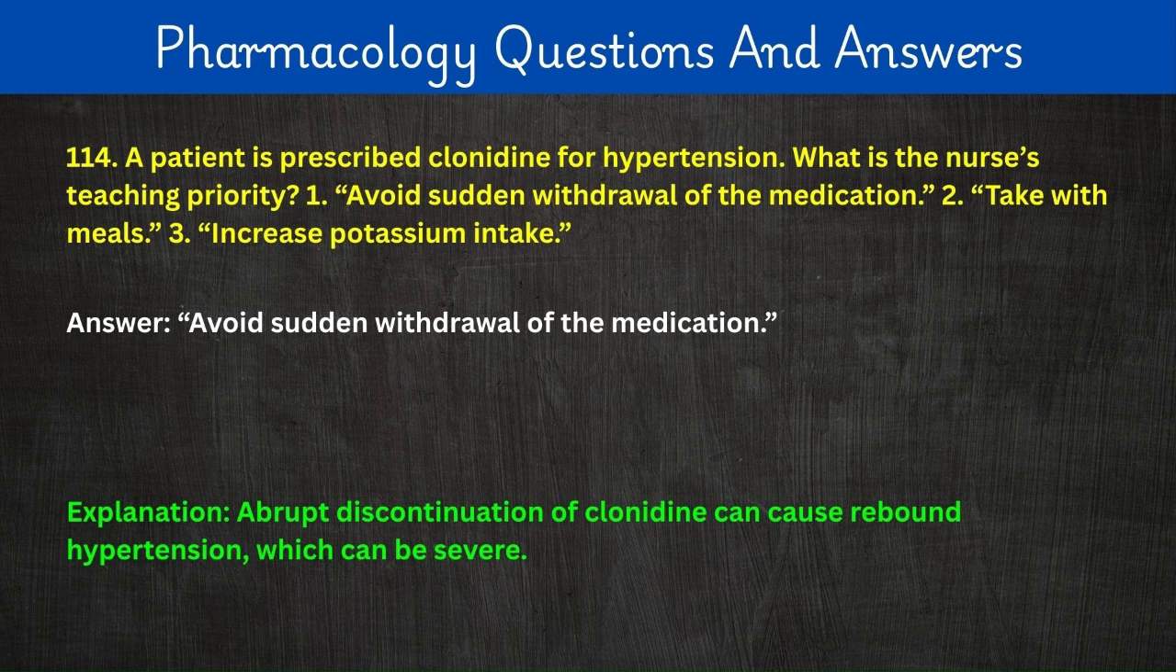114. A patient is prescribed clonidine for hypertension. What is the nurse's teaching priority? 1. Avoid sudden withdrawal of the medication. 2. Take with meals. 3. Increase potassium intake. Answer: avoid sudden withdrawal of the medication. Explanation: abrupt discontinuation of clonidine can cause rebound hypertension, which can be severe.